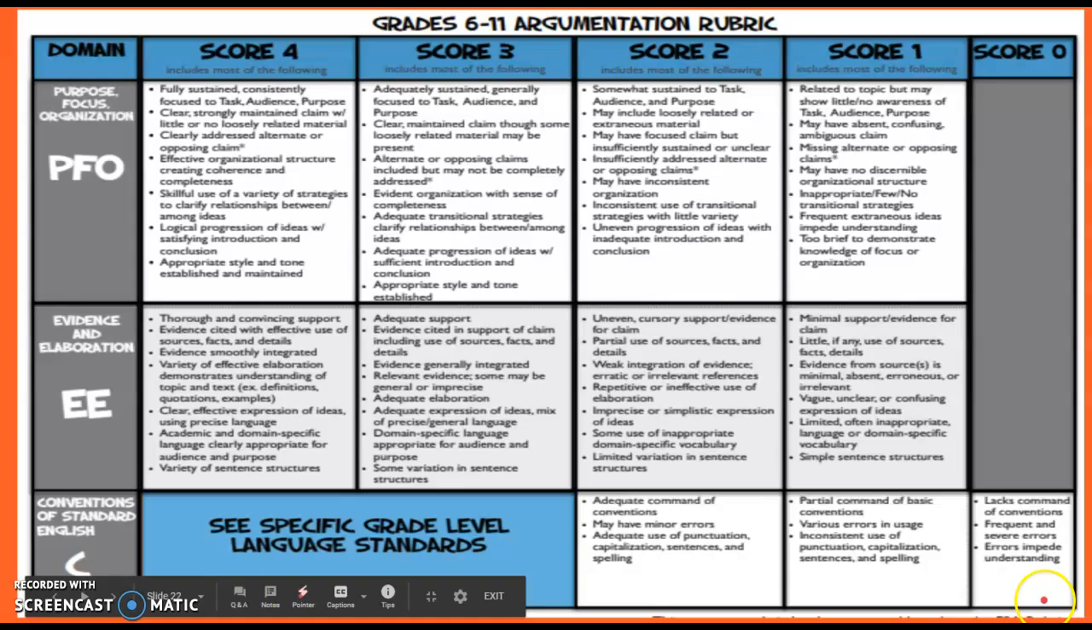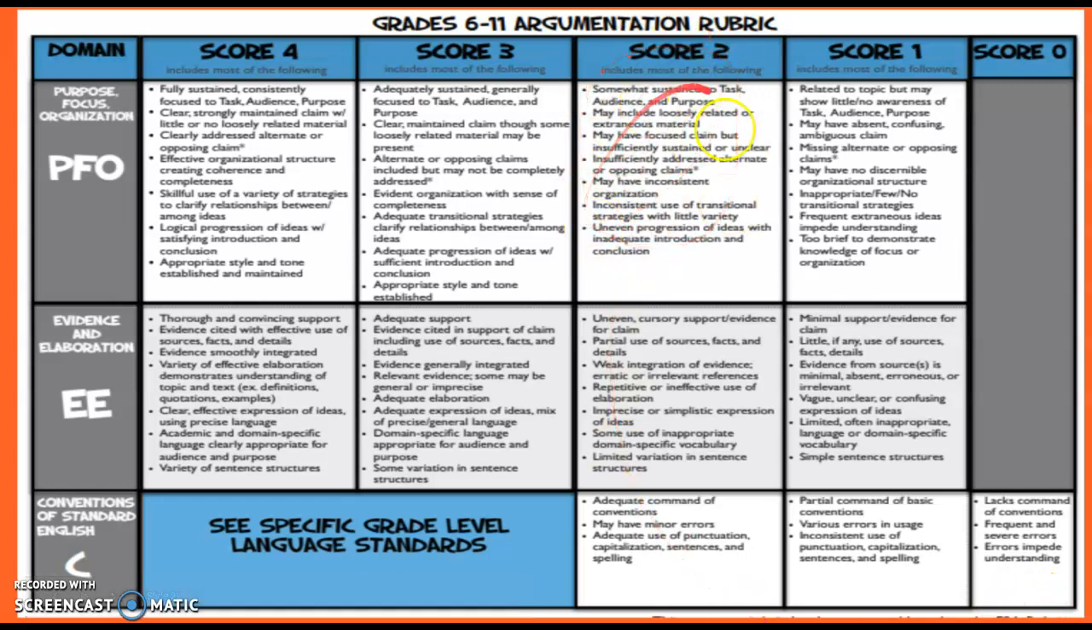But let's go back to the rubric. If I were to look at this rubric, I would probably score this student somewhere in the 2 or 1 category when it comes to focus. It's somewhat sustained on the task, related to the topic, but may show little or no awareness of the task, audience, and purpose. So that's where this student is taking a hit.